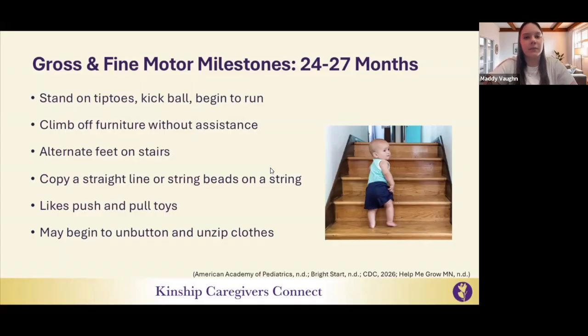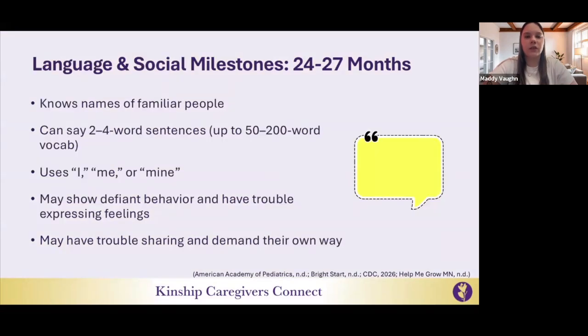You might see them attempt to climb stairs with alternating feet as well. Language and social skills between 24 and 27 months are also rapidly developing. They're now starting to expand their vocabulary into short sentences, usually of 2 to 4 words. They begin to express independence, which can sometimes show up as defiance at this stage, as they don't fully have the words to express frustration or anger or those really big feelings.